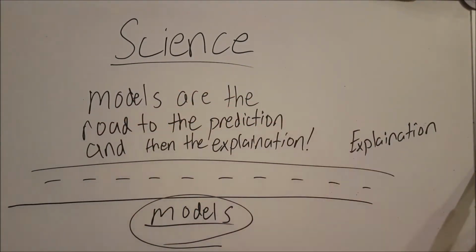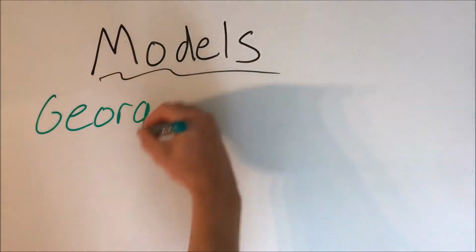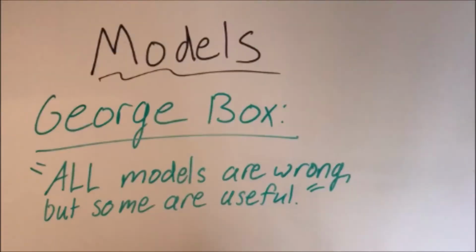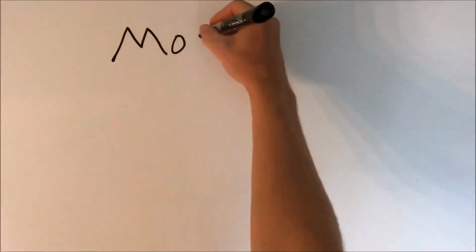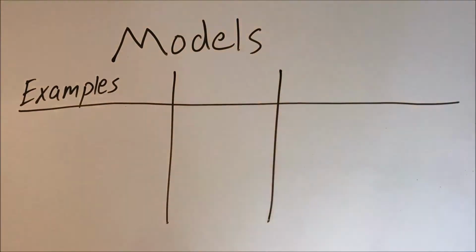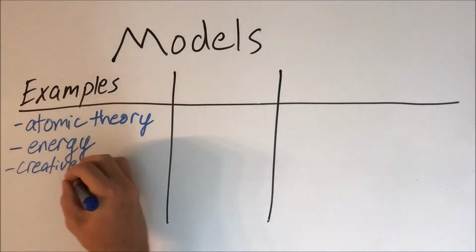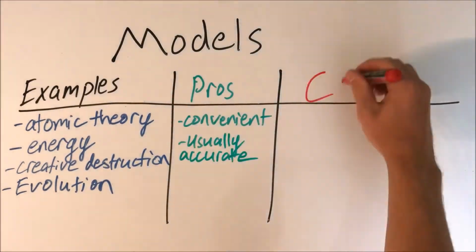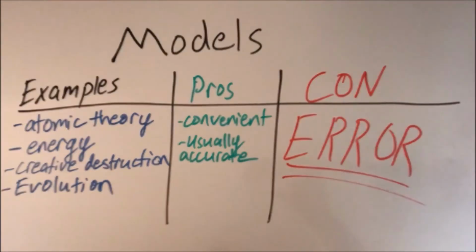Let's quickly talk about models. My favorite quote about models comes from a statistician named George Box. He said, "All models are wrong, but some are useful." A model is simply something that scientists and engineers use to make predictions. Some quick examples of models include the model of the atom, the concept of energy, the economic principle of creative destruction, and the theory of evolution, to name a few.